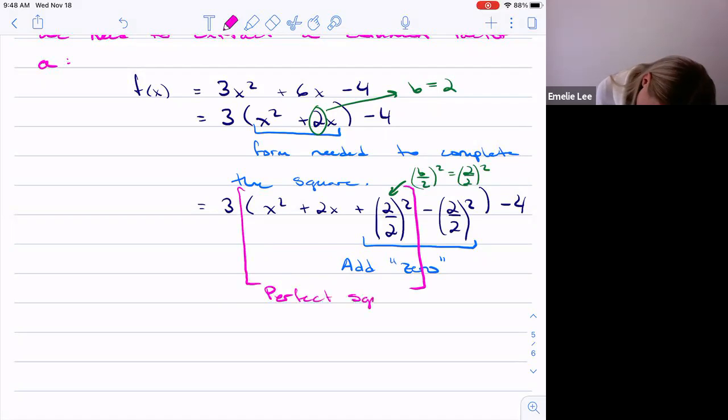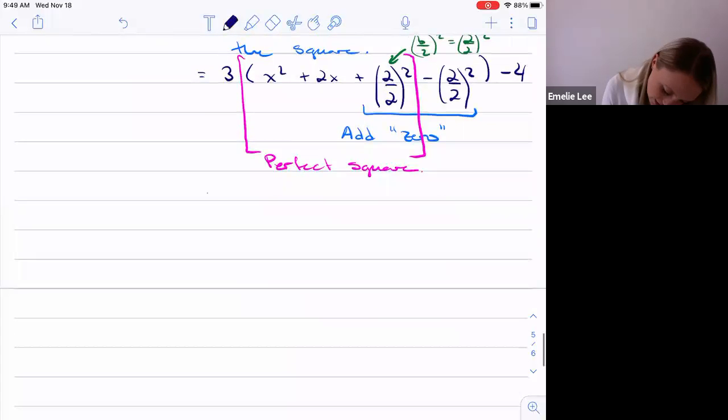Perfect square. Okay. Noticing that this 3 is multiplying this 2 over 2, right? So it's still inside the brackets, so you don't want to forget about that. But what we're going to do is rewrite this as a perfect square, and then we're going to expand this 3 in to slowly get it into the standard form.